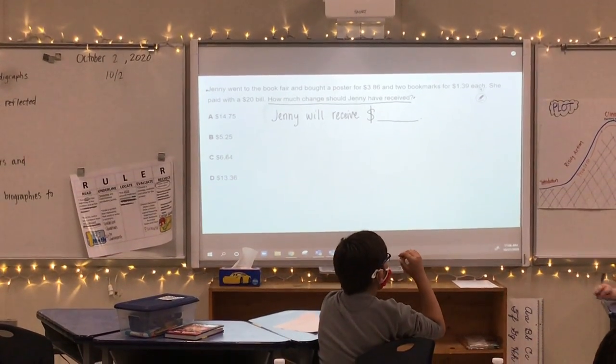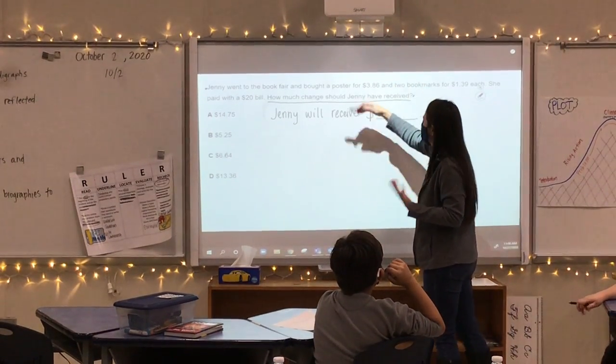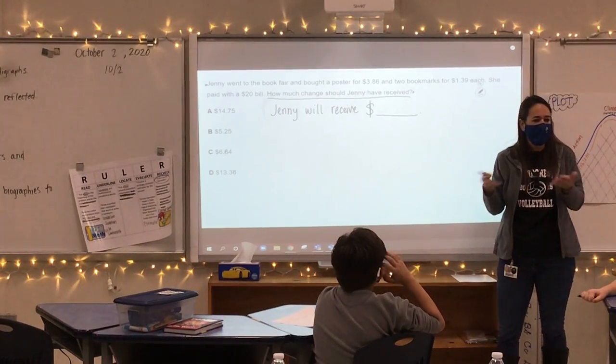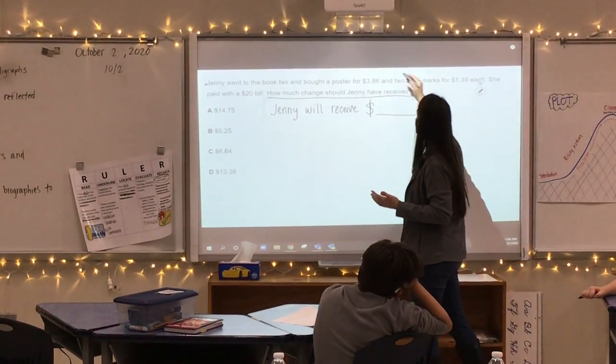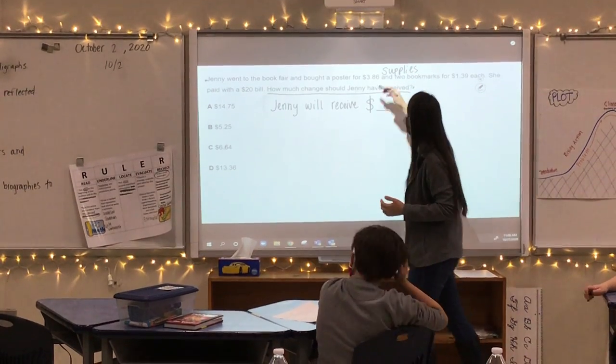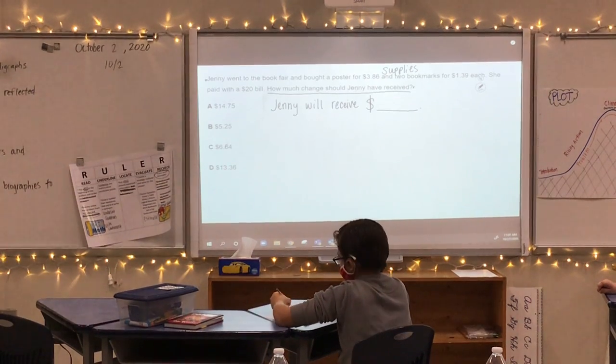You're getting into the math part of it already. Okay, so we know she bought two bookmarks, right? So she's buying a poster, some bookmarks. So she's buying some supplies, right? So we know she bought supplies. I'm going to write supplies up here. That's what she bought. We know she bought supplies. Go ahead and do that real quick.